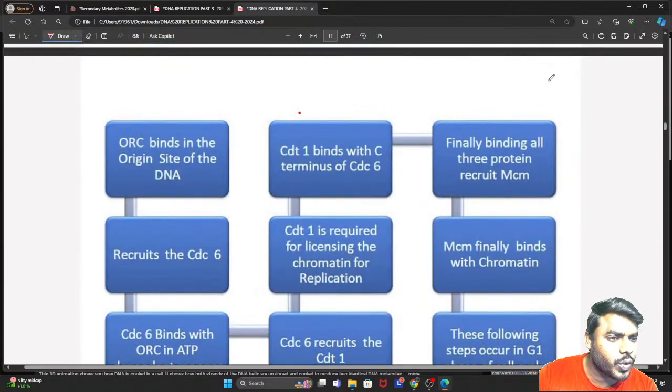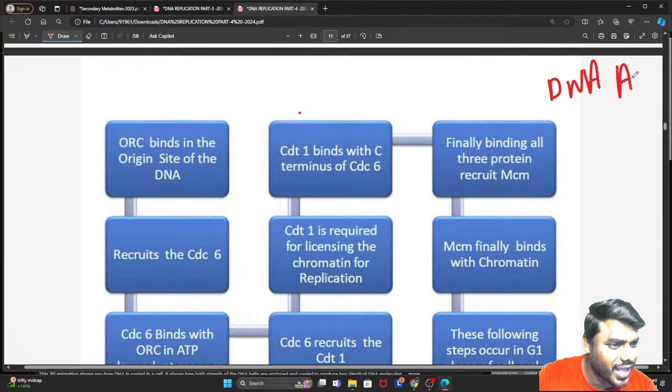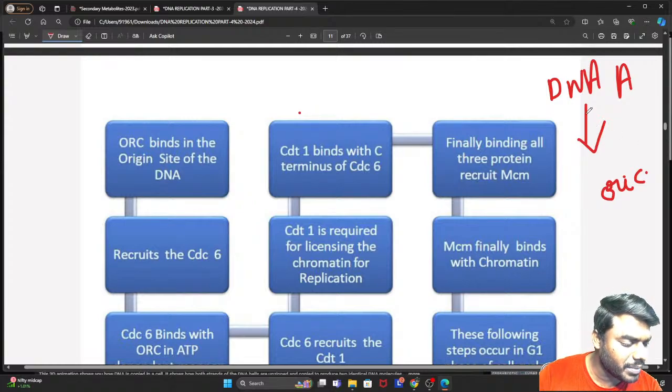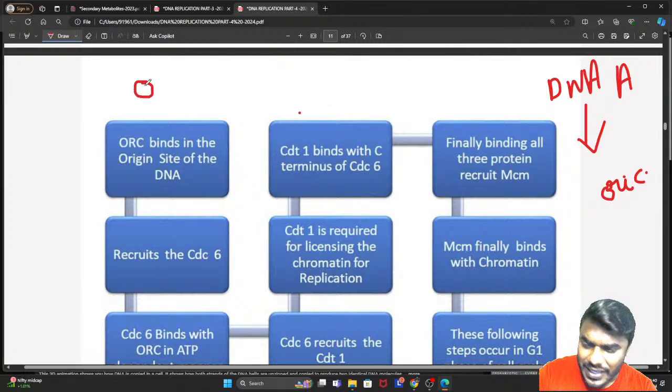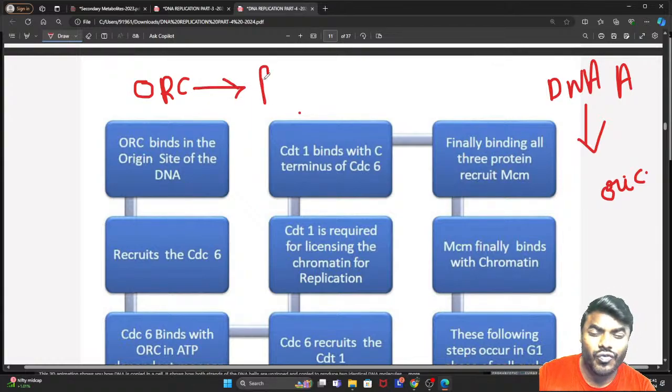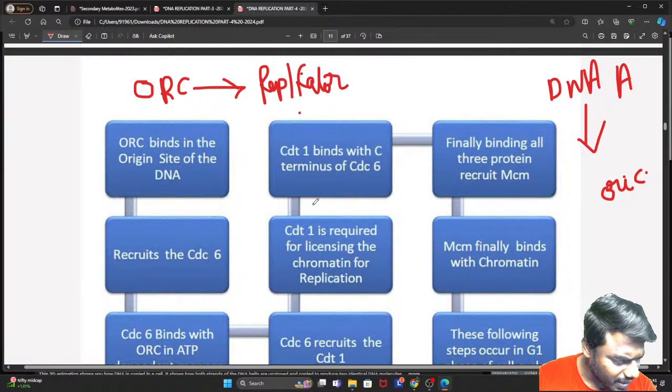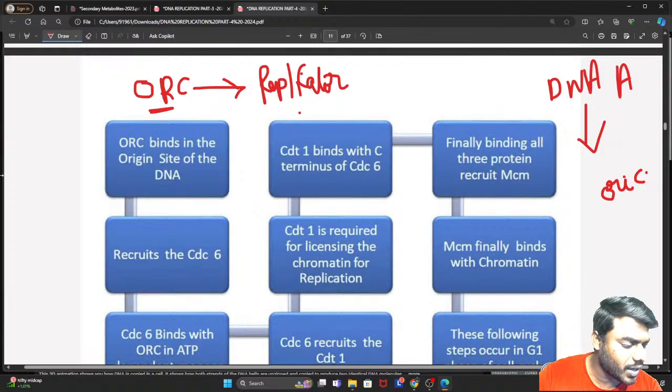What is the first protein that is involved in prokaryotic DNA replication? I believe all the students remember DnaA. DnaA is the protein which comes and attaches to the ORC. The best way to remember is the comparison. Now in the case of eukaryotes, what is the name of the protein? See friends, don't get confused. The name of the protein is only called ORC. Origin recognition complex will come and attach to the replicator. Friends, never ever get confused. The protein is called ORC, origin recognition complex, and it comes and attaches to the replicator.